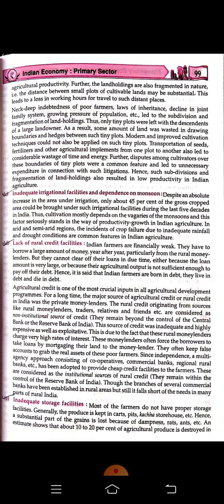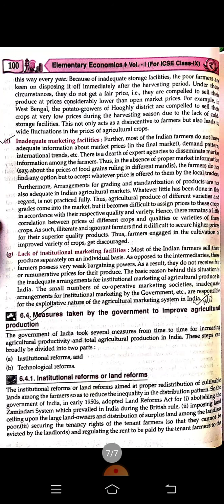Inadequate storage facilities. The surplus grains which are produced, they don't have a proper place to keep them. They always keep them in carts, in pits, or in kacha storage houses. After a certain time, you will find that 10 to 20% of the grains they cultivate every year gets spoiled because of dampness, rats, ants. At least 10 to 20% gets destroyed. They don't have any adequate facility to store their grains properly.